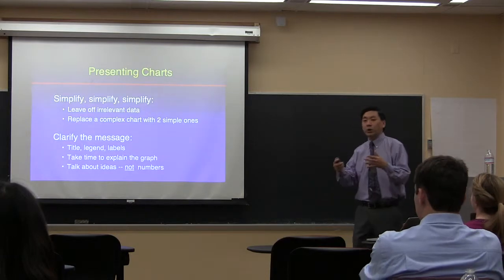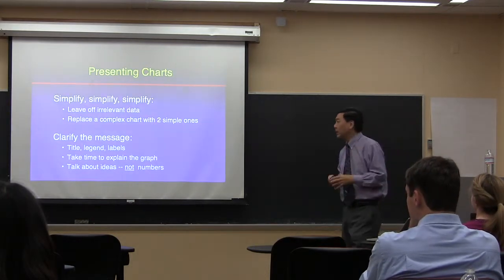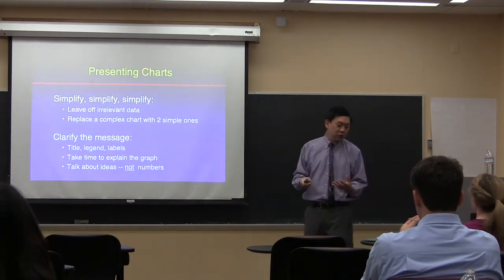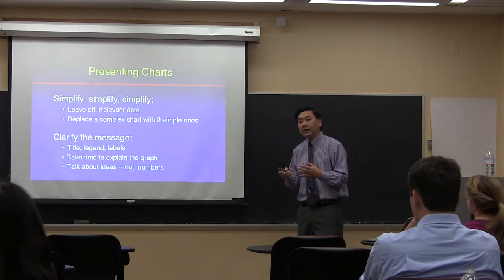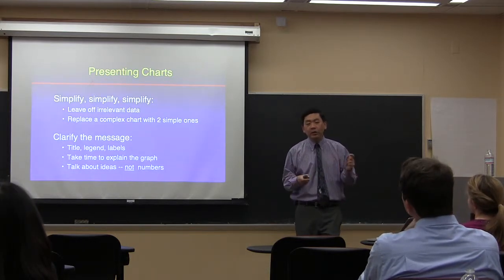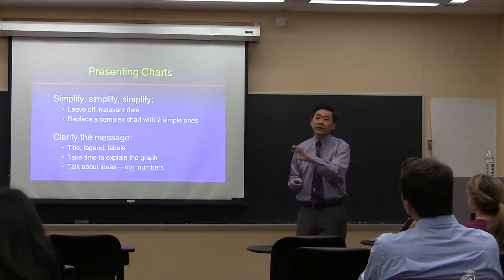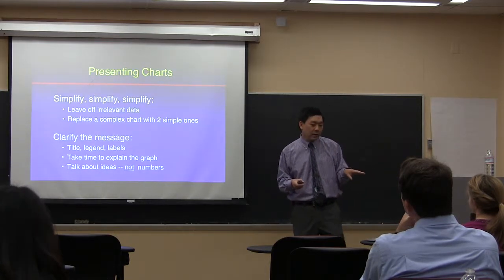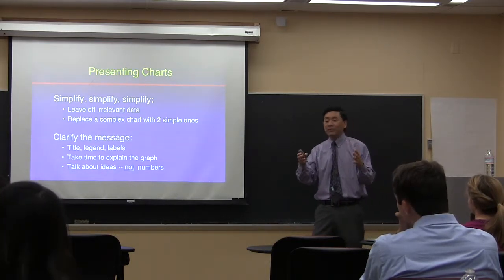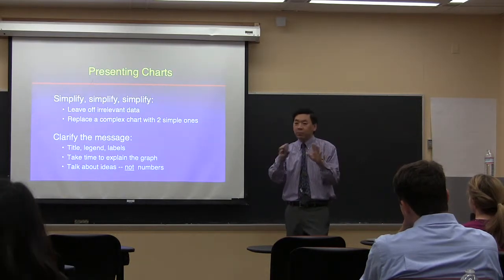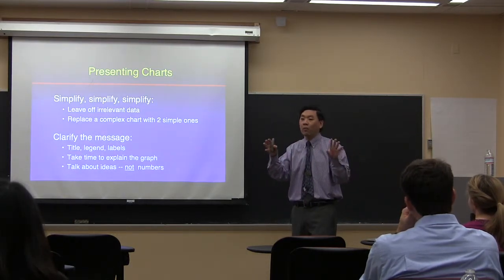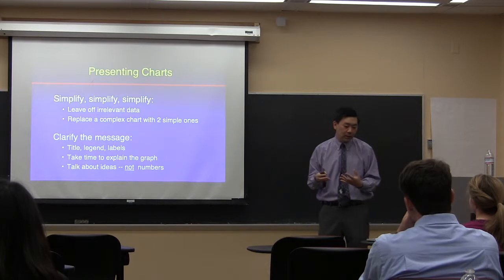Similarly, if you're going to use a chart or a graph, same rules apply. You want to simplify things as much as possible. If there's data that isn't relevant, if there's data that you're not going to be talking about, then leave it off your chart. Okay? If you can't do that, if you've got a complicated chart, then break it into 2 separate charts. You don't want to overwhelm people with too much information at one time.